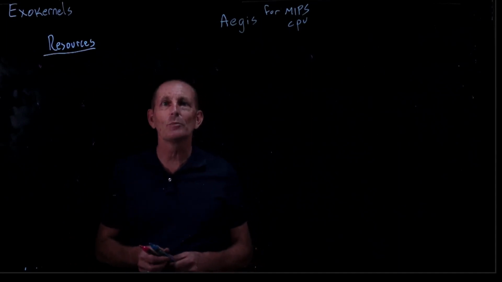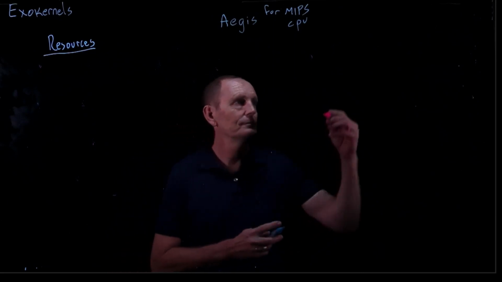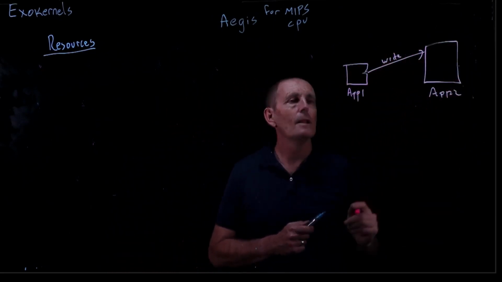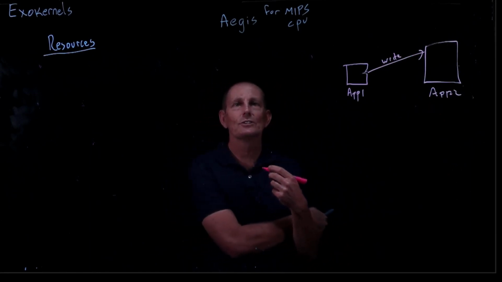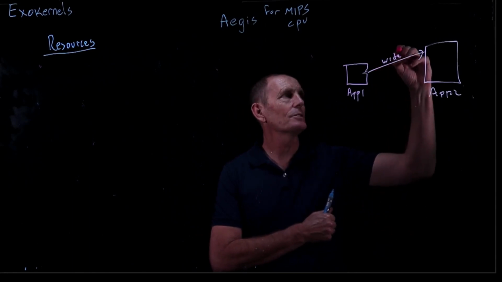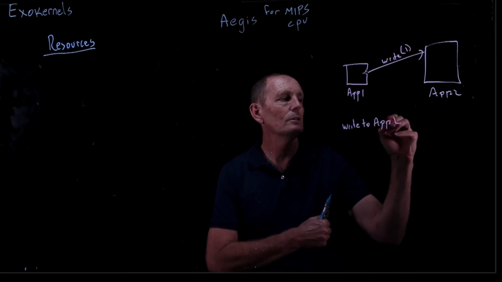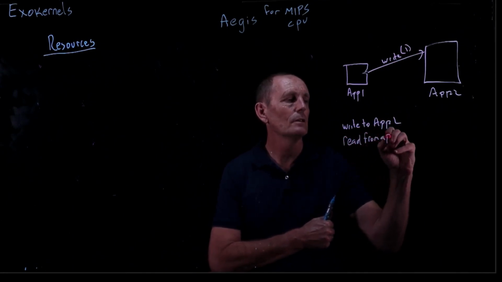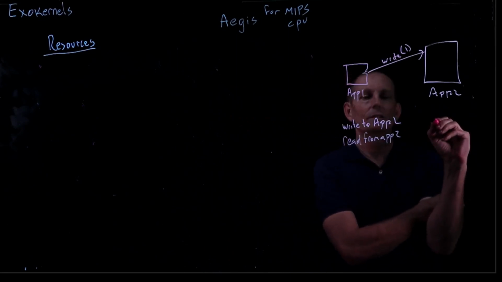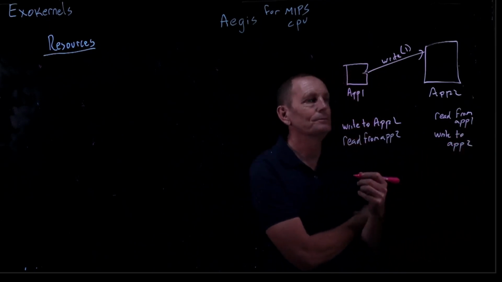Let's look at the case of interprocess communication. I want to communicate between two processes. App 1 is going to do a write first. If we look at the code in app 1, it's going to write and then read from app 2, that is, read the response. App 2 is going to read from app 1 and then write to app 1.